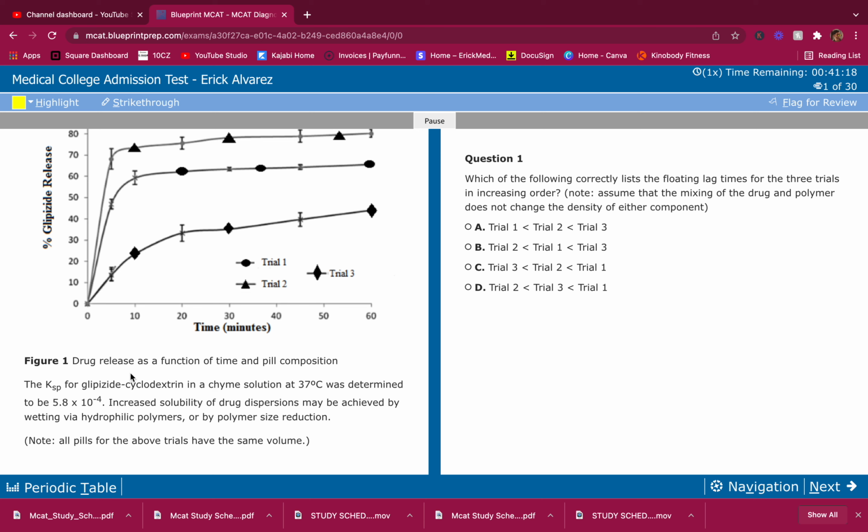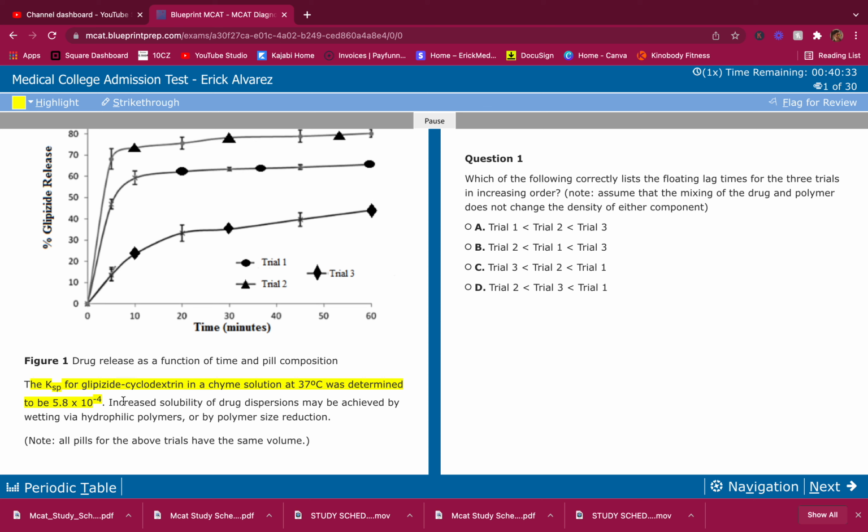The KSP for glipizide cyclodextrin in a chyme solution at 37 degrees was determined to be 5.8 times 10 to the negative 4. I'm going to highlight this real quick just in case I miss it. Okay. Whenever you have KSP, Kequiv, KA, KB, KW, all right, and they give you the value for it, that should make sense in your head. You should say, hey, does this dissociate strongly? Does it weakly dissociate? Is it easily dissociated? You can tell by the KSP, Kequiv, KA, all that stuff. This is a rather low KSP. Okay, I've seen KSPs like 10 to the negative 10, 10 to the negative 12, but this is pretty low.